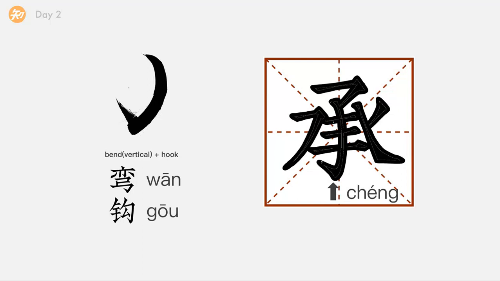The next one is slightly different from the previous one. It's a combination of bend and hook. In fact, the bend should be the vertical bend. That means originally it's a combination of vertical and hook, but we should bend the vertical. It's called 弯钩 in Chinese. Read after me. 弯钩. One more time. 弯钩.